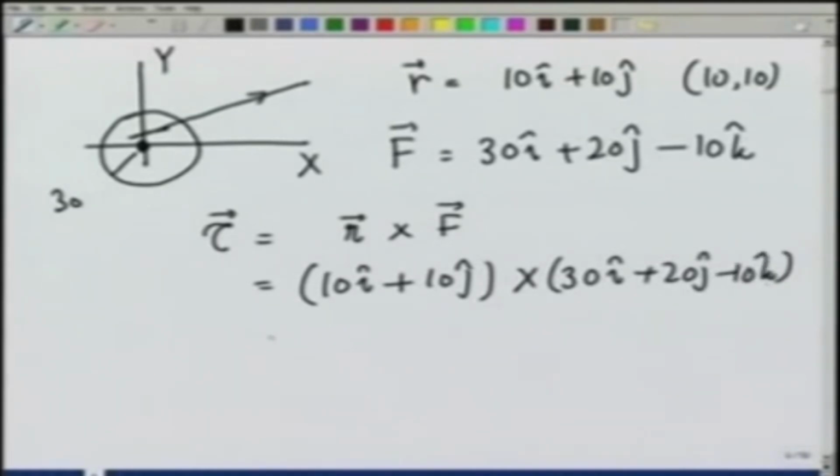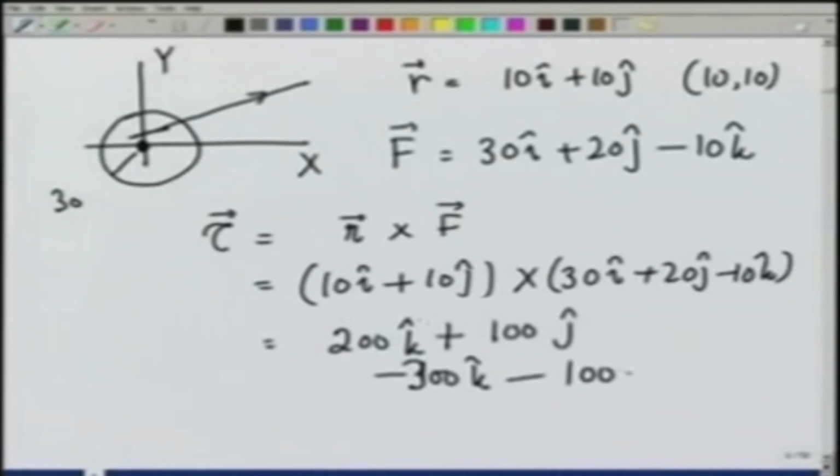Let us work it out, and it comes out to be 200 i cross j, which is k. i cross k is minus j. So, minus minus plus 100 j, j cross i is minus k. So, minus 300 k, and j cross j is 0, j cross k is i. So, minus 100 i. So, this comes out to be minus 100 i plus 100 j minus 100 k.